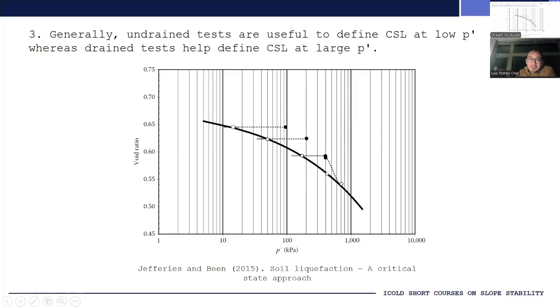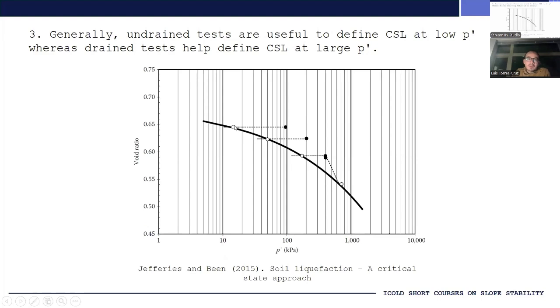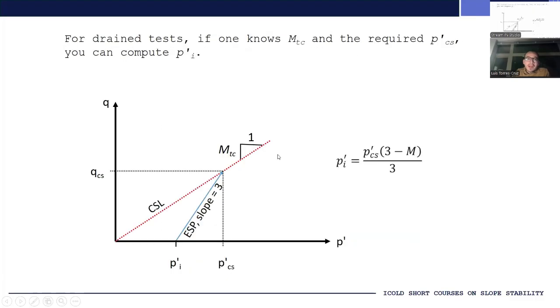So drained tests are also very useful for that, okay? And the thing is, with a drained test, you know what your effective stress path is going to look like, right? Typically, it's going to have this slope of 3, and you know that it is going to approach your critical state line. Because at this point, let me go back one slide, you already have 4 points, right? Then you have a good idea of what the slope of your critical state line is in Q versus P prime space.